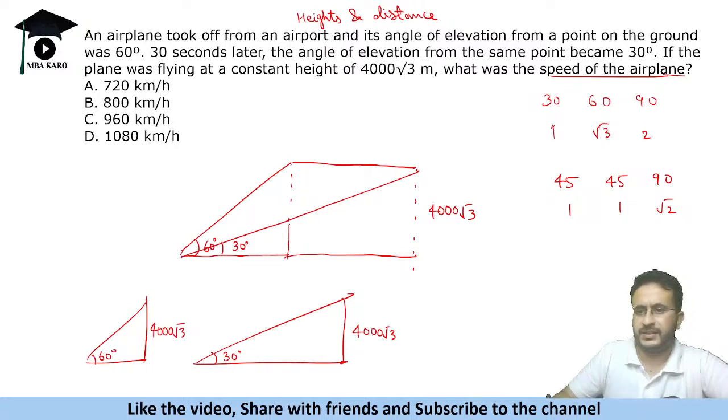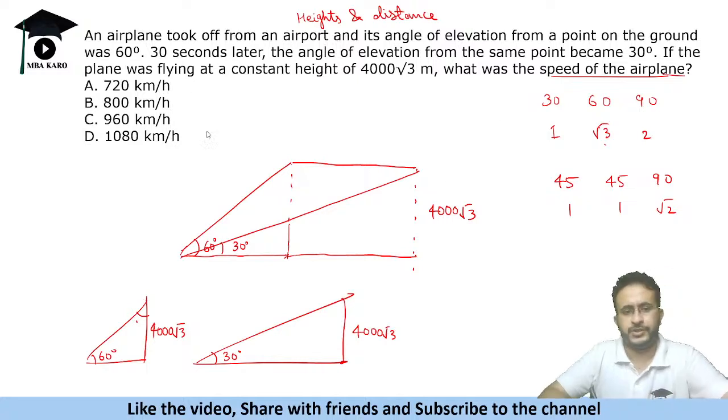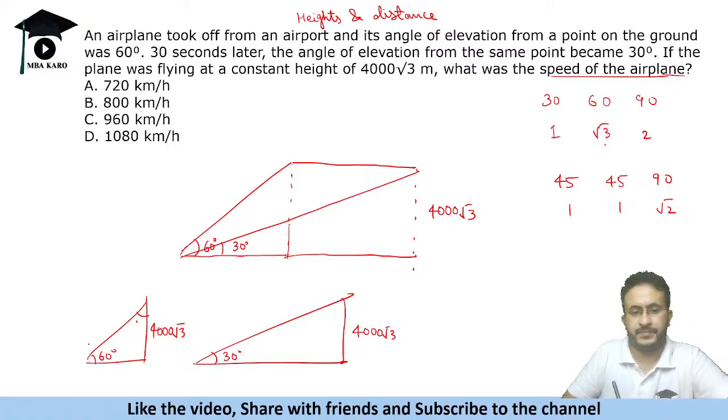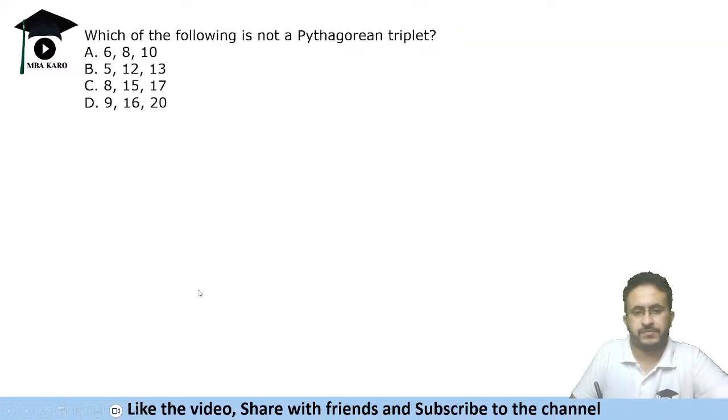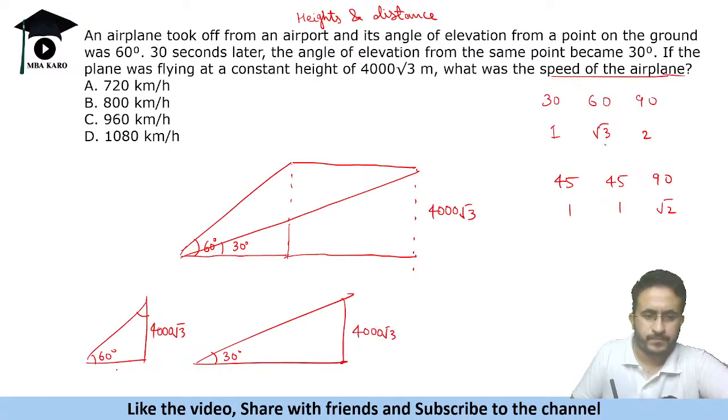So opposite to 30 will be the angle, and opposite to 60 the ratio is √3. ठीक है, so this is the 30 degree angle. इसके opposite जो side है, this side ratio is 1:√3. ठीक है, so this side will come as 4000.